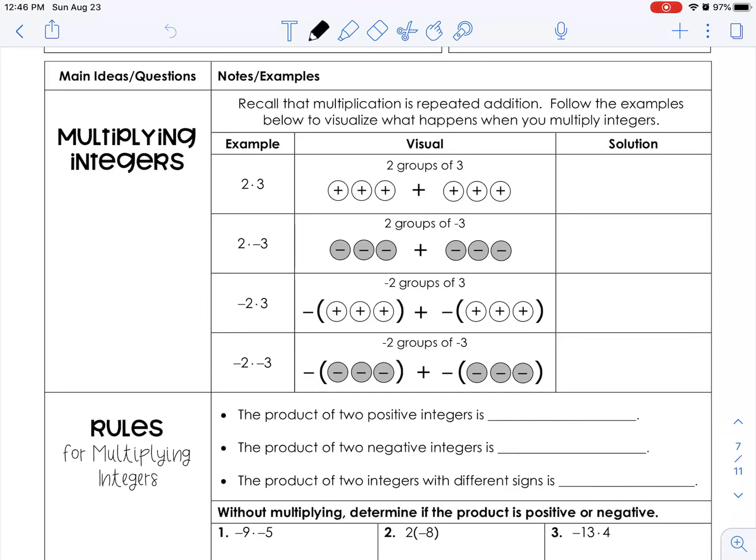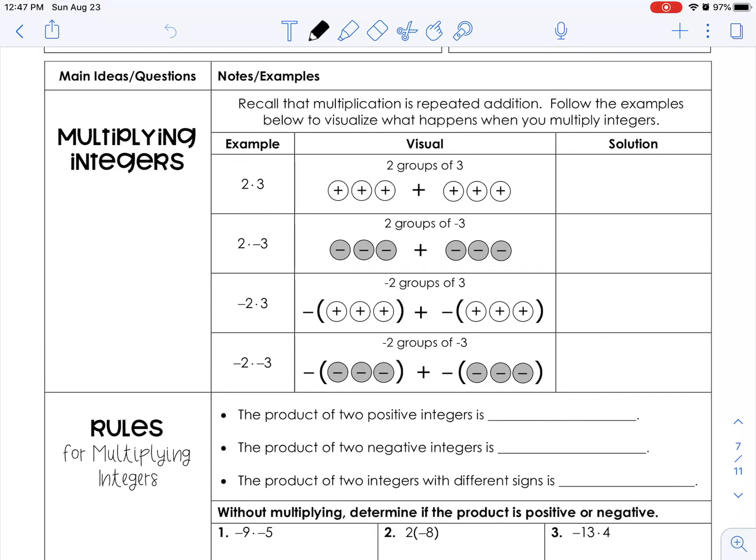In this lesson, we're going to be talking about multiplying and dividing integers. We're going to be looking at multiplying integers first. When you think back to elementary school and you learned how to multiply numbers, remember, multiplication is just repeated addition. We're going to start looking at using the counters to model multiplying integers first.